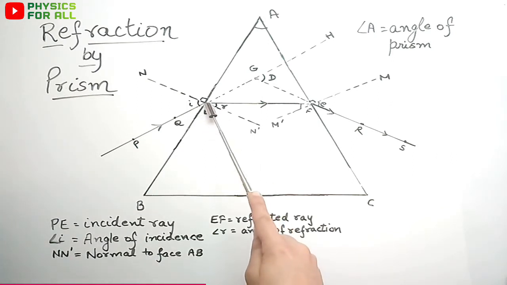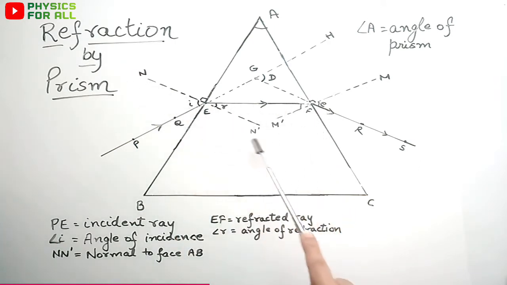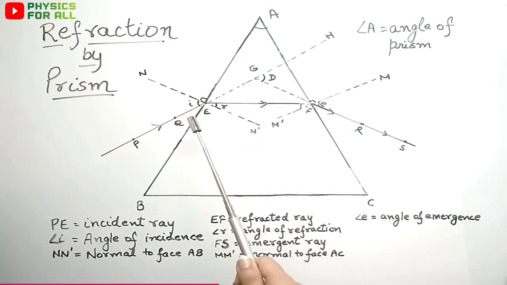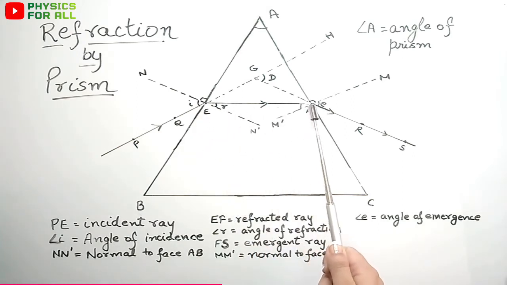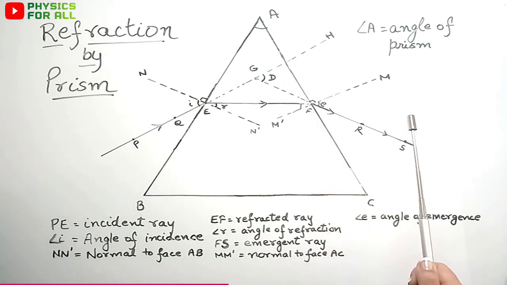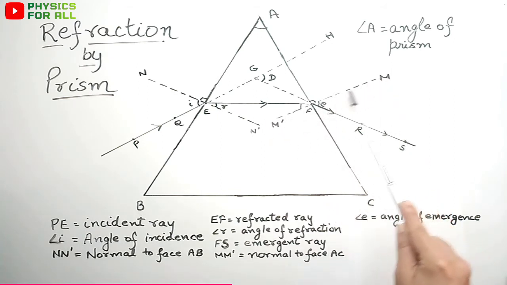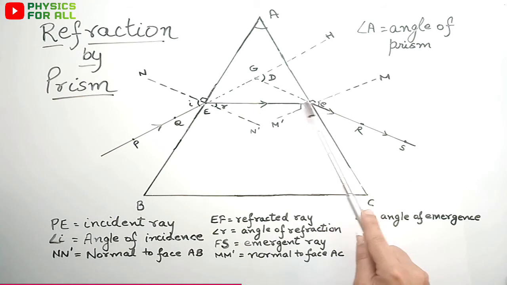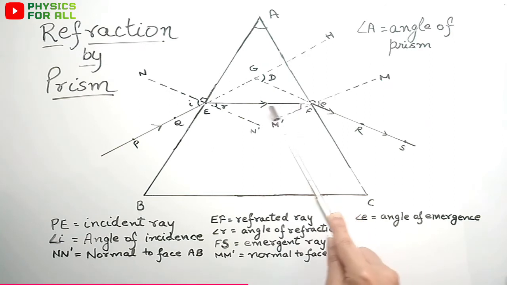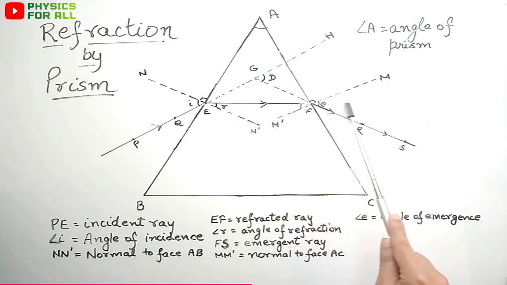And now again, since this is the refracted ray, NN dash is our normal. So the angle between normal and refracted ray is the angle of refraction. Now this ray is going straight till F. Now again, after this boundary, there is again an optically rarer medium, the air. So again we have drawn the normal MM dash to the face AC. So MM dash is again normal to face AC. Now, as you can see, if there had been no refraction, if there had been no change in medium, then it would have gone straight.